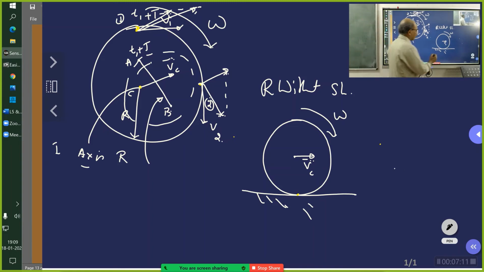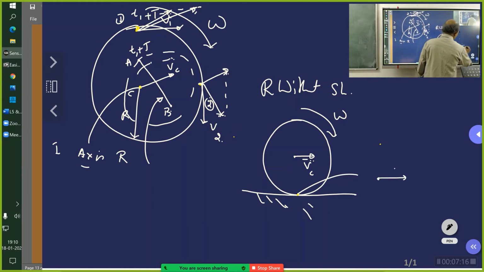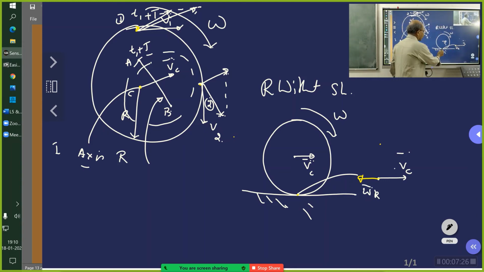Excellent. This particle has two components. One component is Vc, and the other component is because of omega, omega r, in this direction. When these two are equal and opposite, this will be at rest. So this is the condition which will make it at rest. Now I can take this point as the instantaneous axis of rotation.